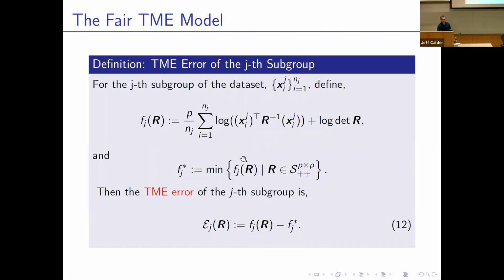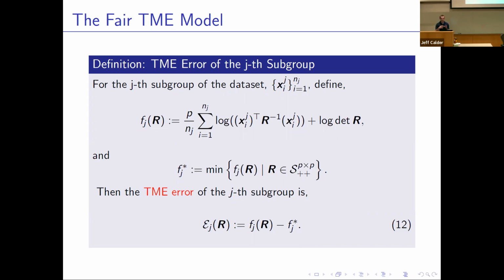If you write it as an optimization problem, fj star is giving you the optimal value you could obtain. And I didn't mention it before, but on model 11, it's geodesically convex. And as long as the data is appropriately given to us, we can solve it to global optimality. There's a unique solution, so I know fj star is going to exist. So my TME errors, these E sub j's, are going to be strictly non-negative.